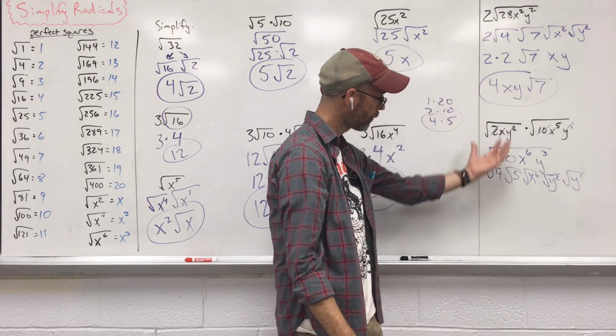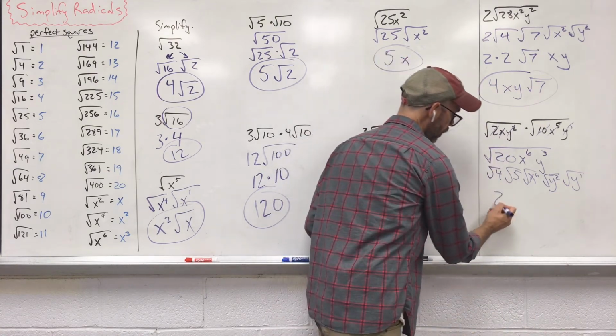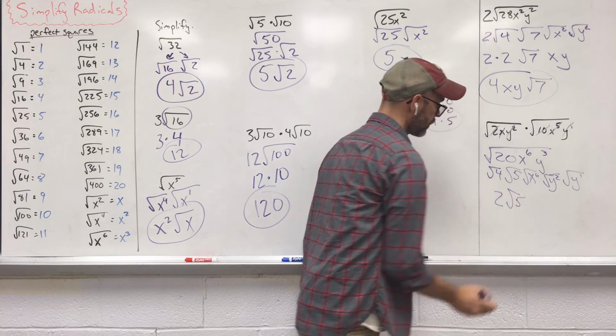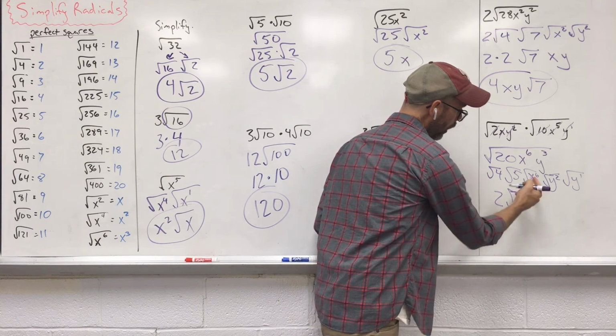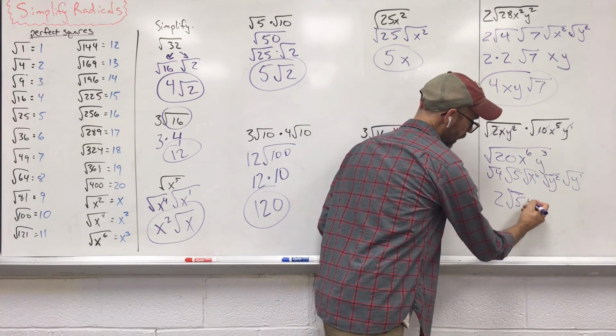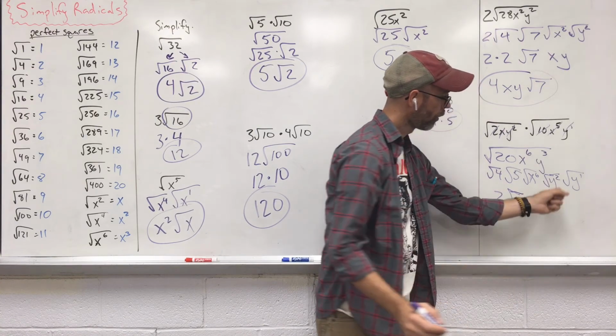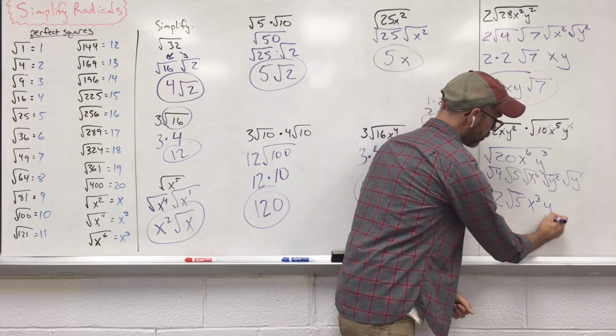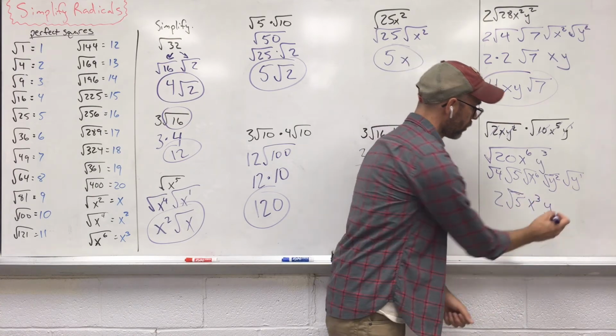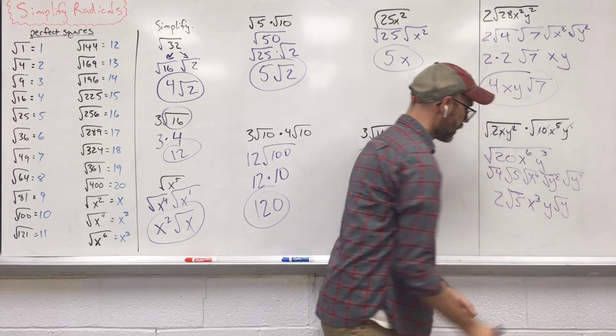Now let's simplify each one. Square root of 4, 2. Square root of 5 stays put. Square root of x to the 6th is x to the 3rd. Square root of y squared is just y. And square root of y stays put.